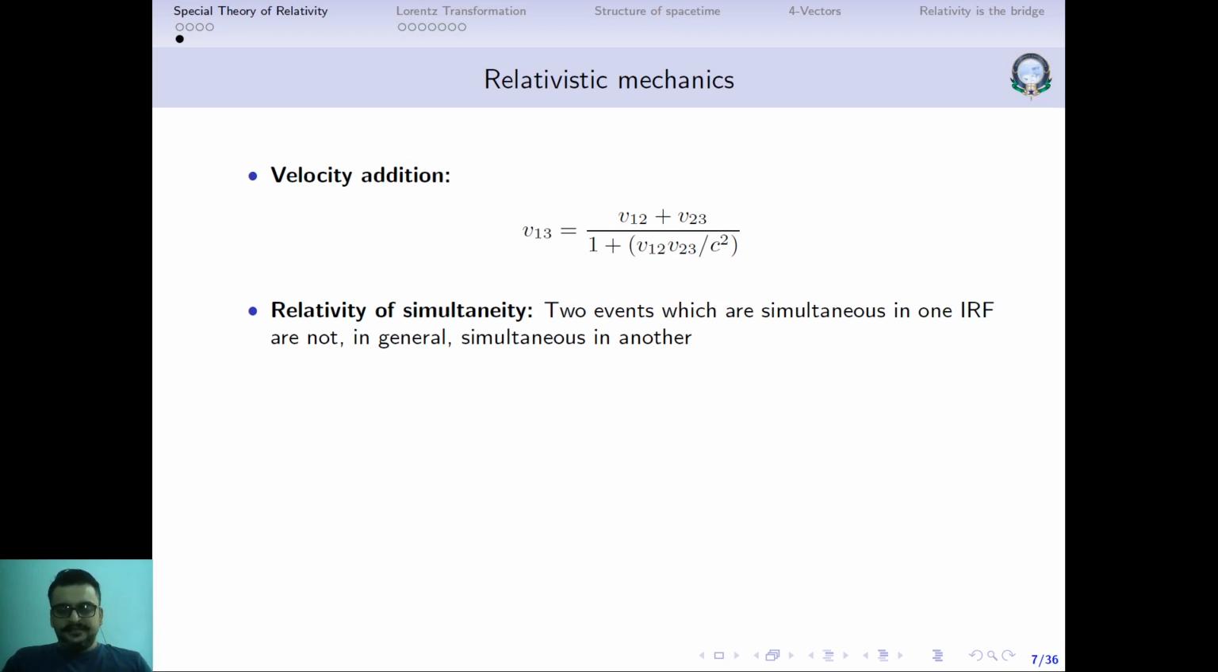So it means in one frame, for you it was simultaneous, but for the person who is moving on the train, the two events were not simultaneous. So that is basically the relativity of simultaneity.